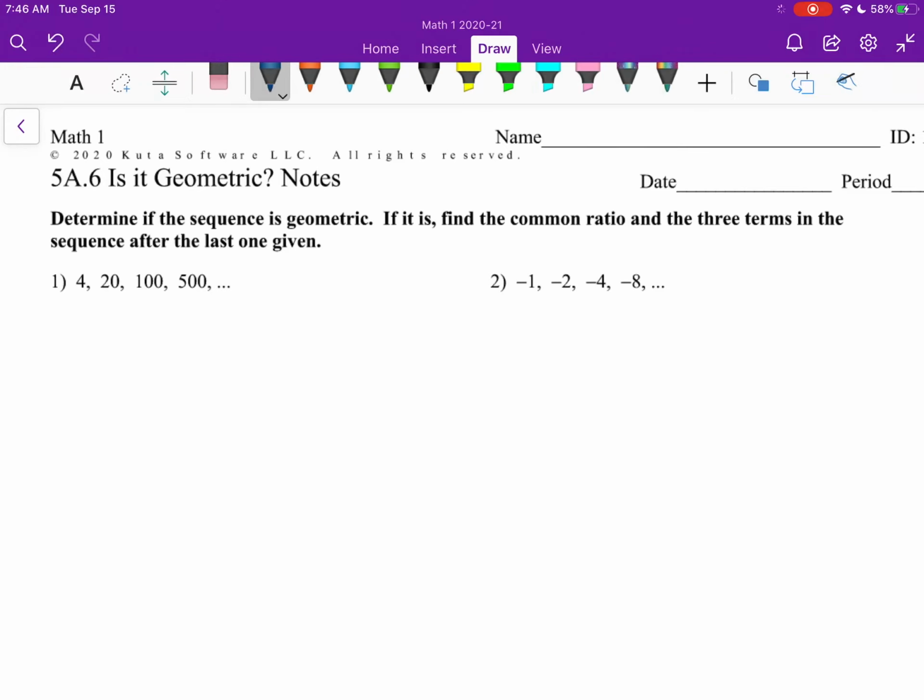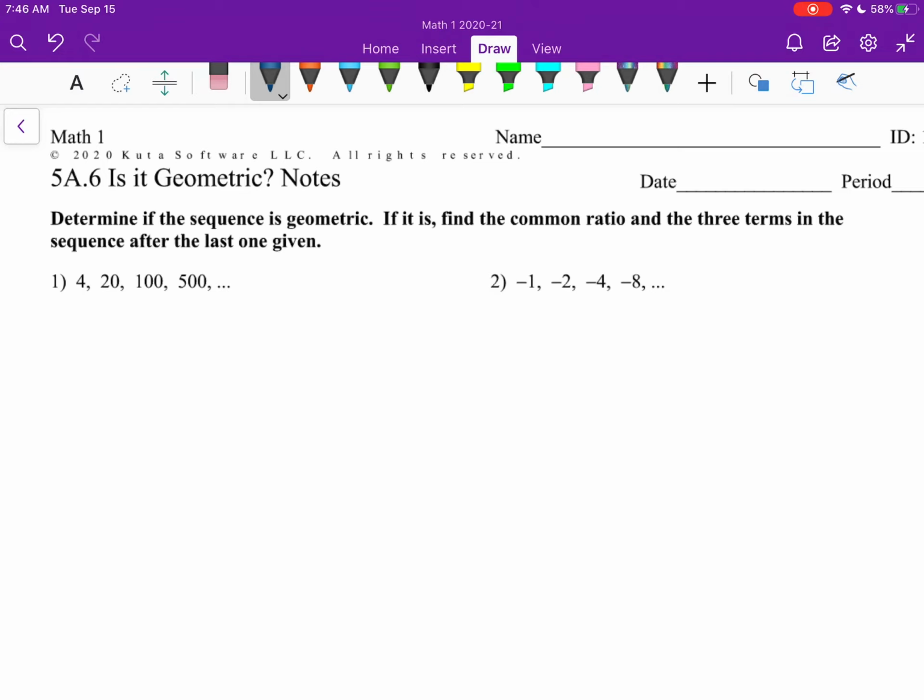Okay, Math 1, 5A.6, is it geometric? So we have been talking about arithmetic sequences mostly. Now we're going to talk about geometric. Arithmetic means you add or subtract. Geometric means that you multiply or divide.